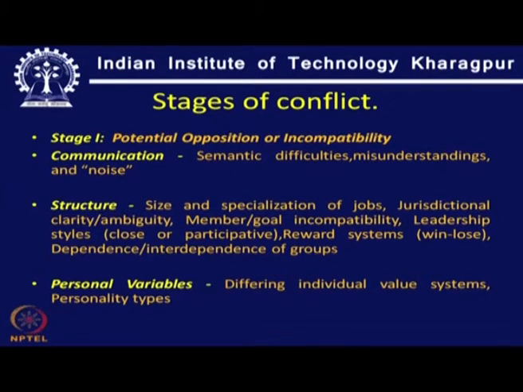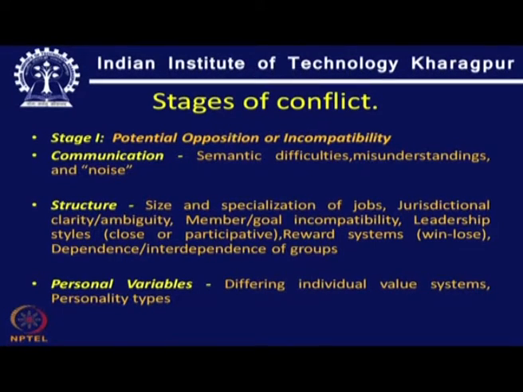Next are the personal variables, like different individual value systems and personality types. All these factors may create a potential opposition or incompatibility. At this stage we do not recognize these as conflicts, but these are potential sources of conflict.